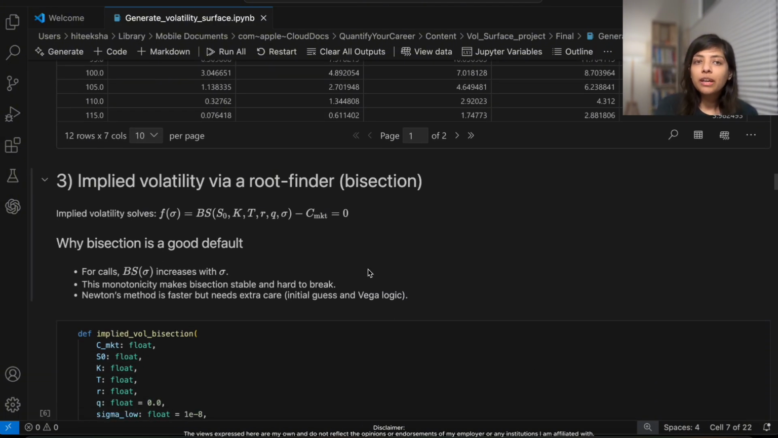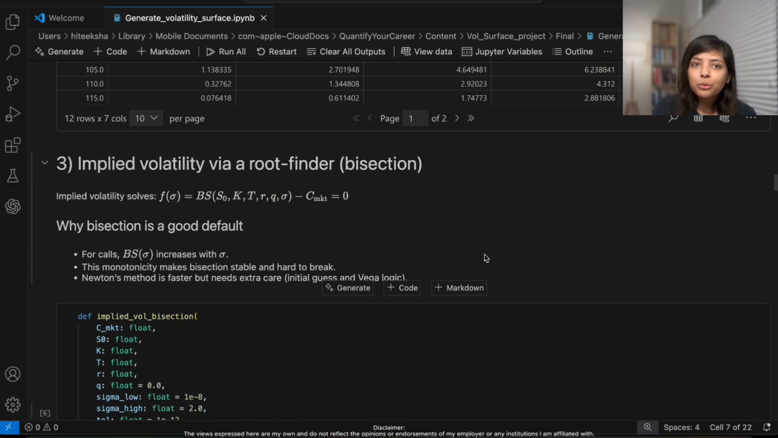So we can define an error, the model price minus the market price, and we want that error to be zero. And that's literally the definition of a root finding problem. We're looking for the root, the value of sigma that makes the error function equal to zero.